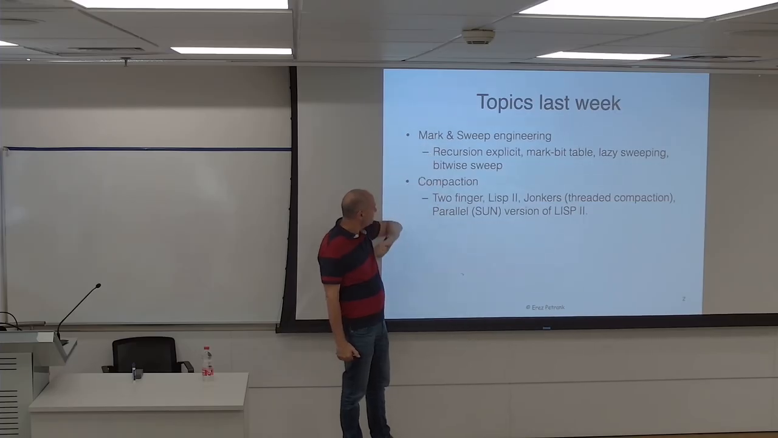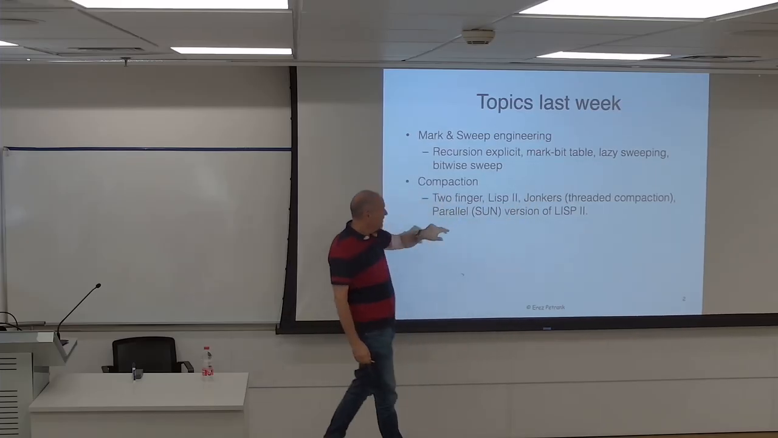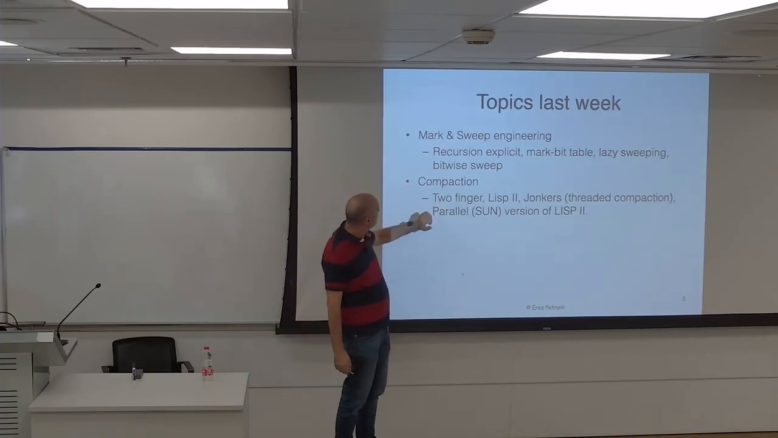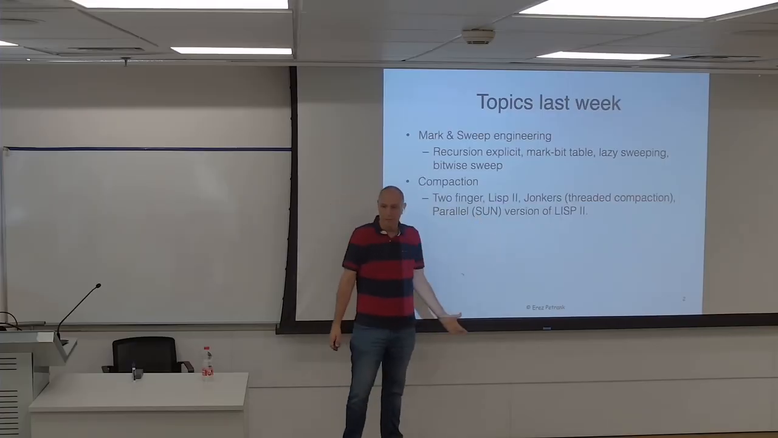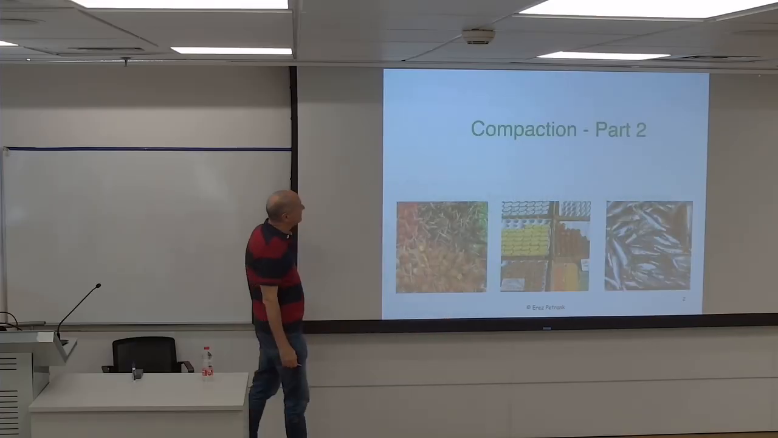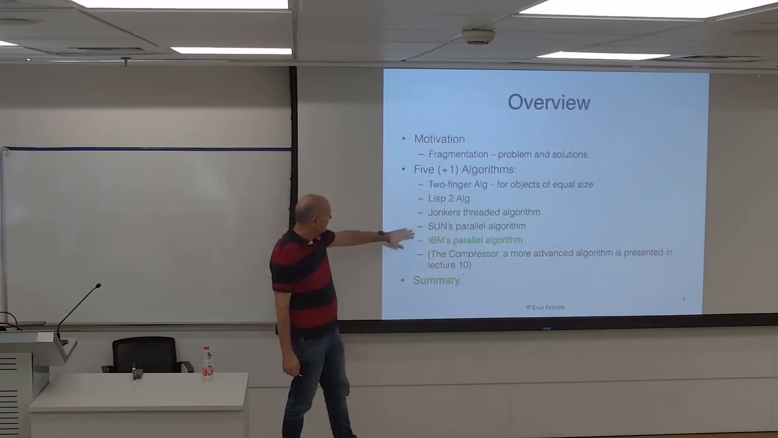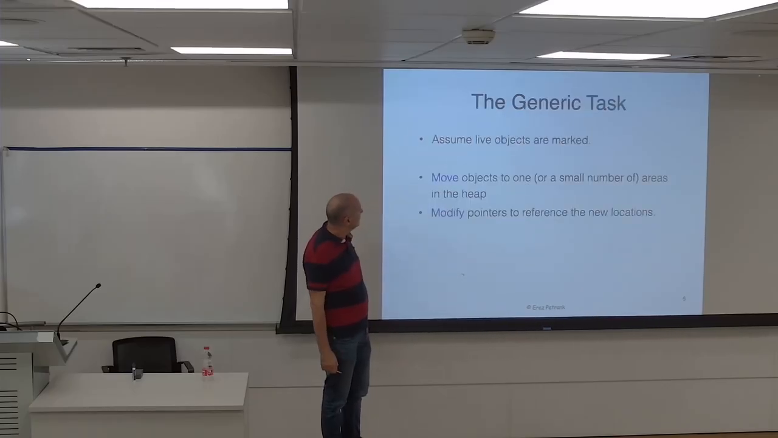We finished Mark Sweep. Compaction, we did two fingers, Lisp 2 and Yonkers. And we need to do the rest. We also will do copying after that. So we're doing compaction, and we've done until Yonkers, and we have to do the rest.